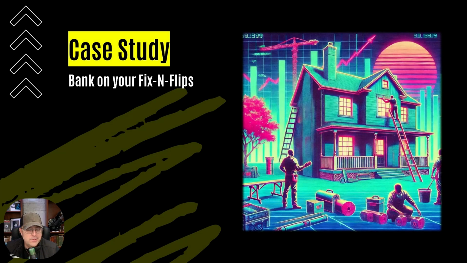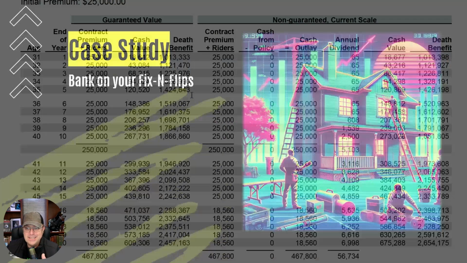All right, here we're going to show you how to bank on your fix and flips utilizing the infinite banking concept. As we dive into these numbers, again, I stress, don't get caught up on the number of zeros. Let's just look at how the policy works, what it's doing, how it's growing, and so forth. If these numbers are too many zeros for you, take off a zero. Functionally, it's the same. If it's not enough, add a zero, and functionally, it's the same. We just want to understand the principles behind it.